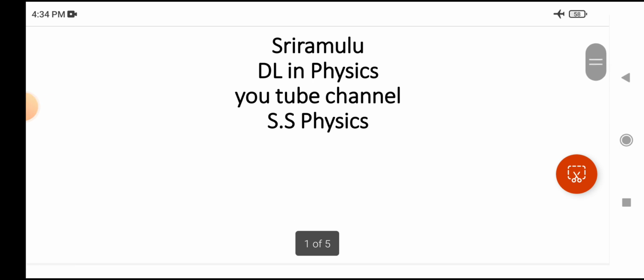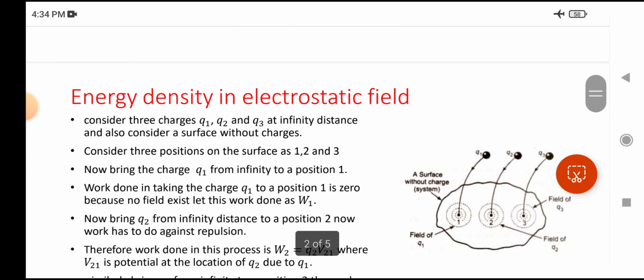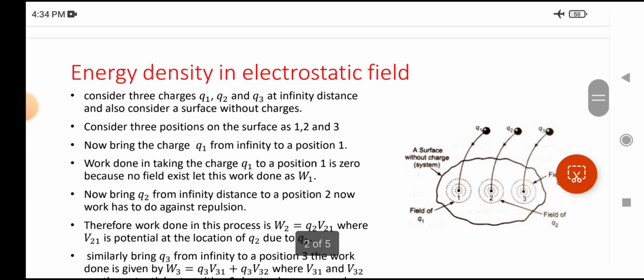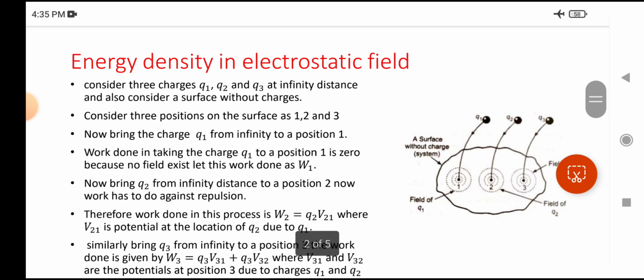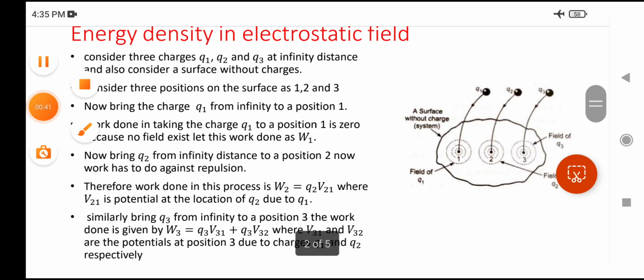So today I have come with the most important and the lengthiest topic, that is energy density in electrostatic field. Energy density in electrostatic field is also called the energy stored in electric field formula. Don't forget, another name is electric energy stored in the form of electric field. All right, now let me start it.